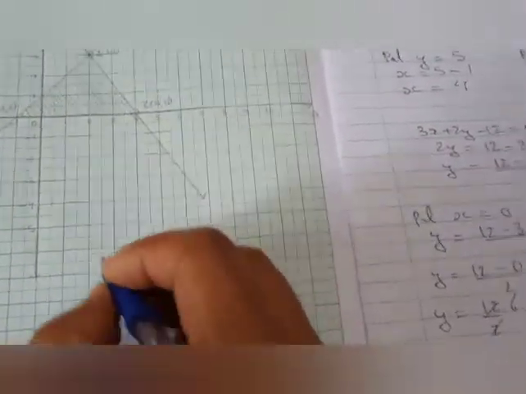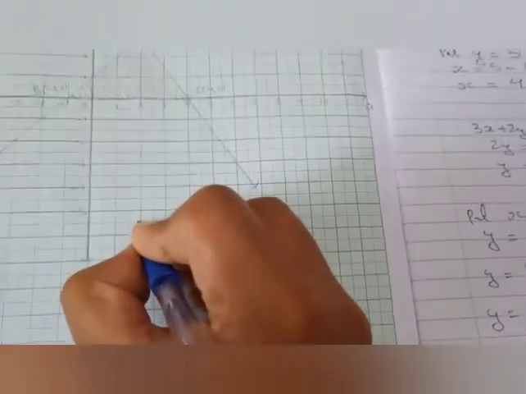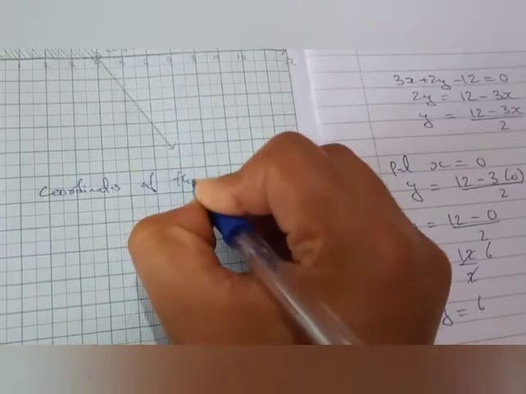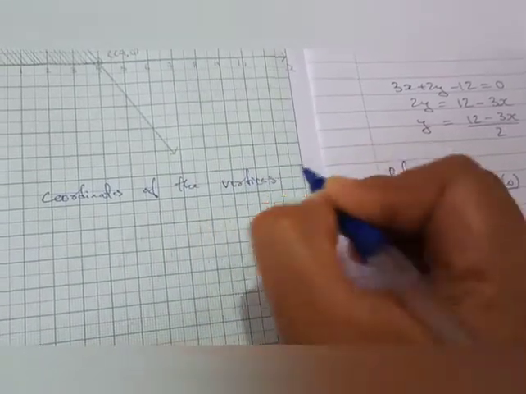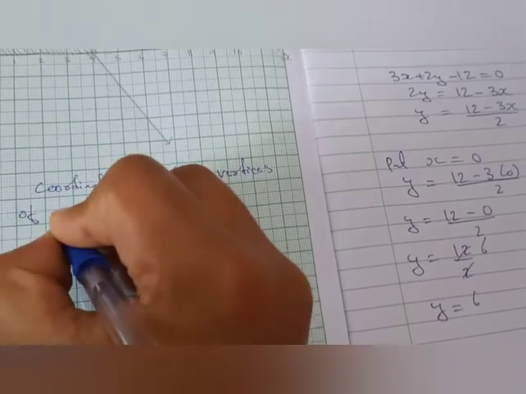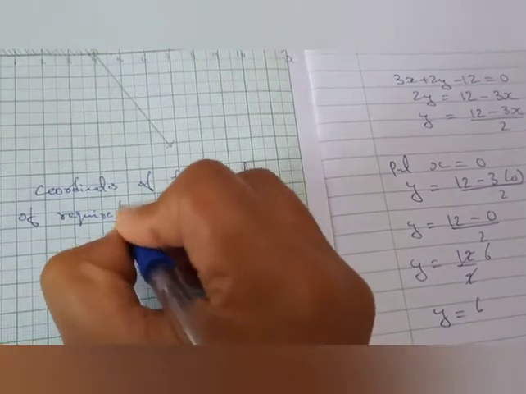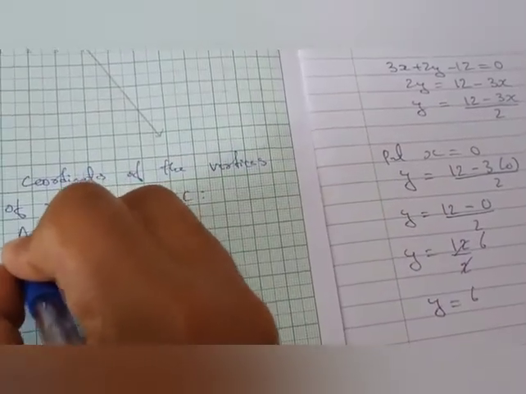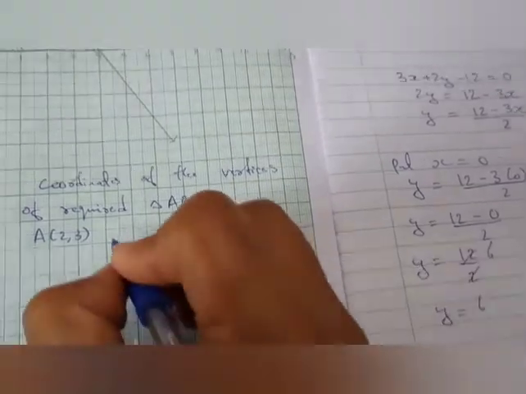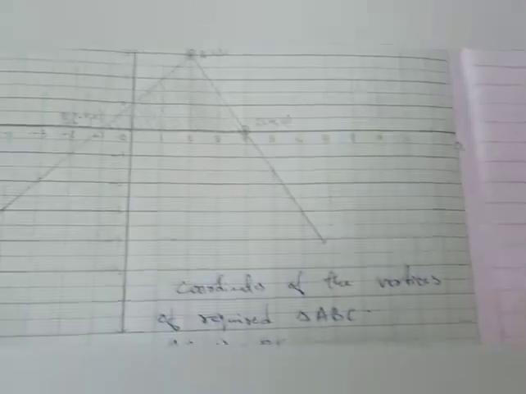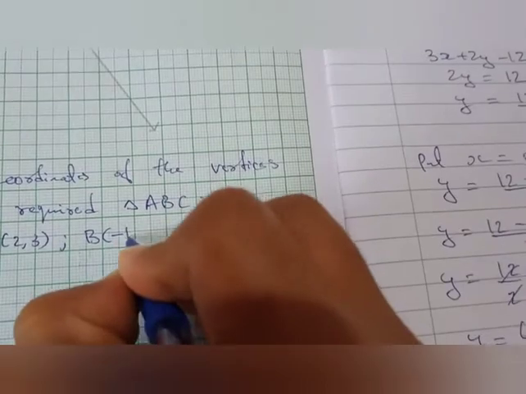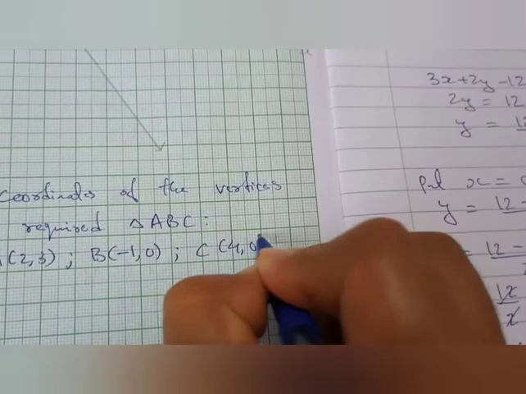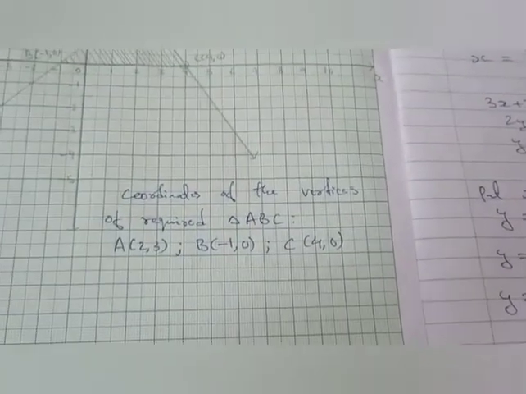So now let's note down the coordinates of the vertices of the required triangle ABC. A was (2, 3), B was (-1, 0), and C is (4, 0). We are also supposed to find the area of the triangle.